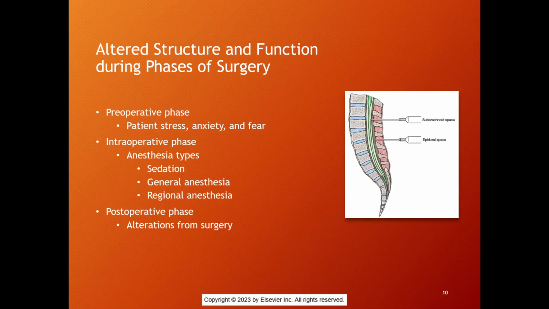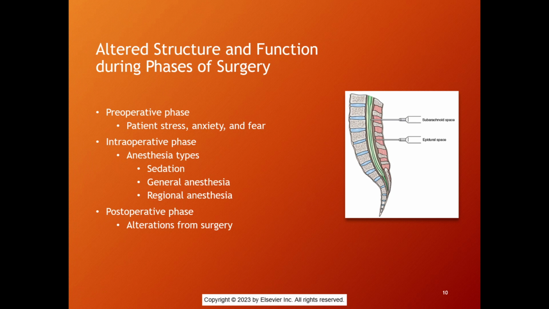Slide 10. The journey through the phases of surgery is marked by changes in both the physical structure and functional capacity of the patient, each phase presenting its unique challenges. In the preoperative phase, emotional responses such as stress, anxiety, and fear are common. These psychological states can have physiological repercussions, potentially affecting the patient's heart rate, blood pressure, and overall readiness for surgery. As nurses, providing reassurance, education, and empathetic care can help mitigate these responses.